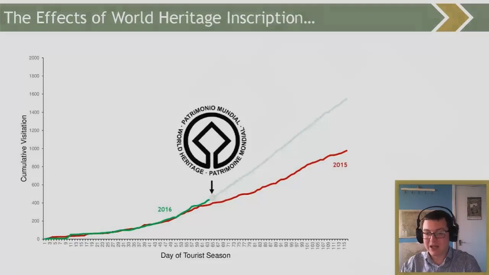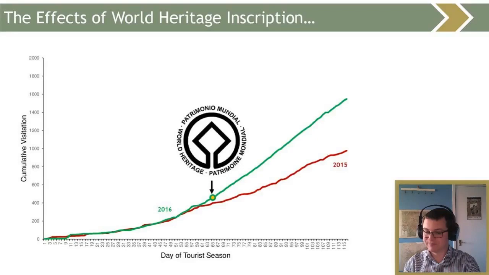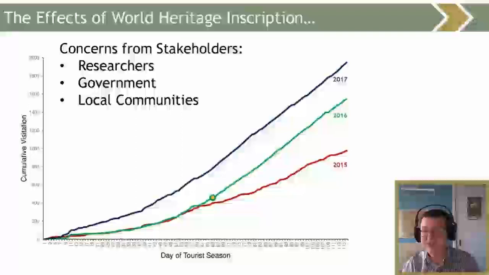So the moment the vote happened, it generates lots of press attention, as it should. This is a wonderful, wonderful thing for the province to have. And that means lots more people are aware of it, aware of its significance and importance. Many more people want to go and see it. So you can see that's exactly what happened in 2016. And that was borne out again the year after, where we saw that effect throughout much of the season.